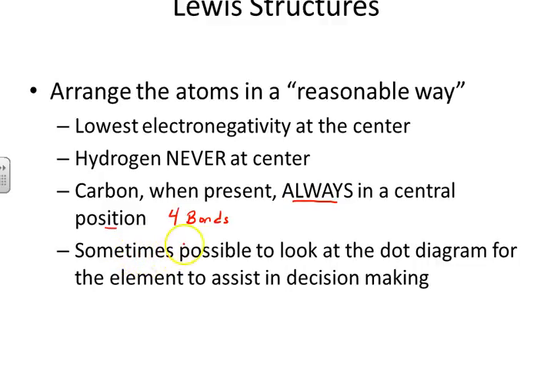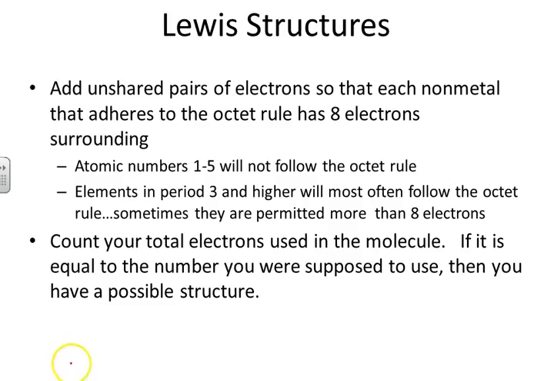And sometimes also it's possible to look at the dot diagram for the element to assist in decision making, but not always. And this is usually not a good rule, but there are times when it can be used. The reason it's not a good rule is that Lewis dot diagrams don't show where the electrons are coming from or where they're going. They just give us numbers and arrangements.